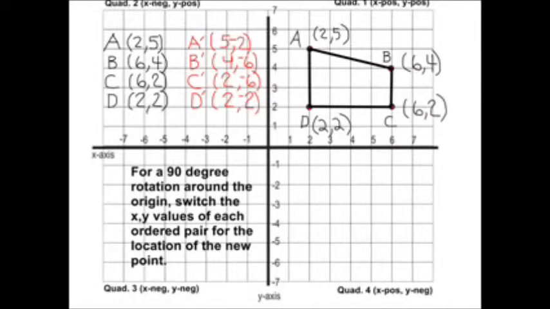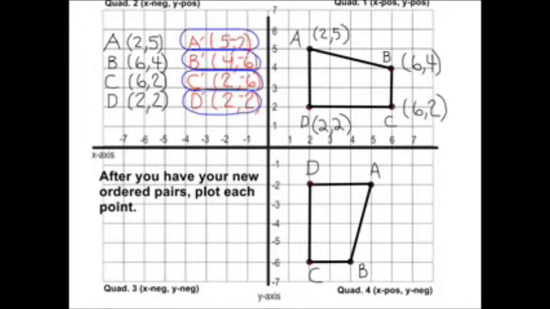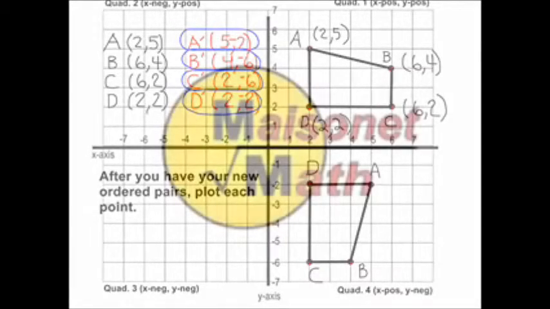Now, we must go back to what the features of each quadrant are. We know that in quadrant 4, all x's must be positive. So I'm going to keep all of my x values positive. But in this quadrant, all y values are negative, so we simply write a negative in front of each of the y values. These new coordinates tell us exactly where we should plot each of our points. After we plot each of our points, just connect the dots, and we have transformed our quadrilateral 90 degrees clockwise around the origin.